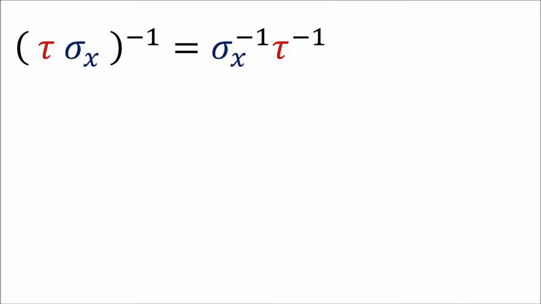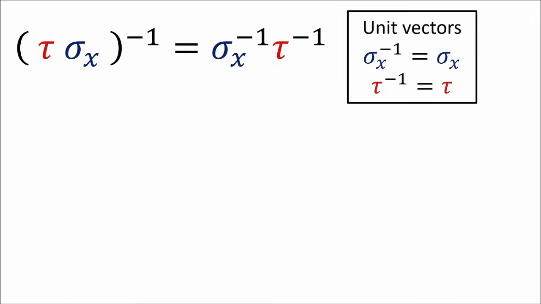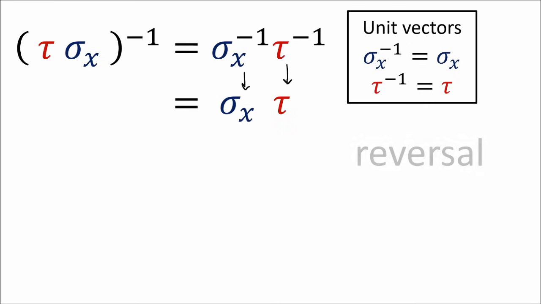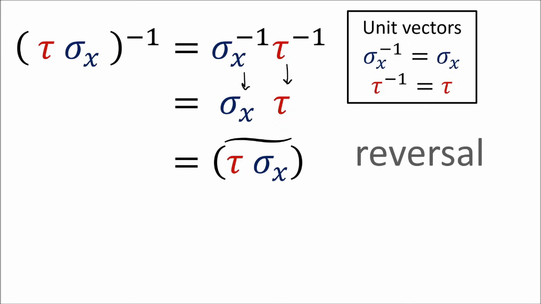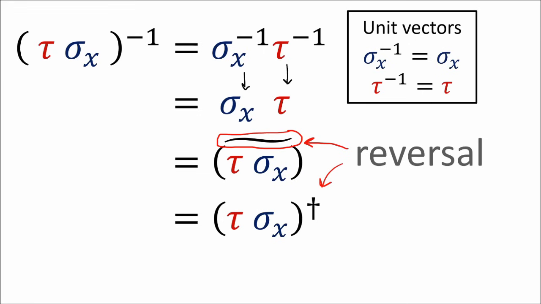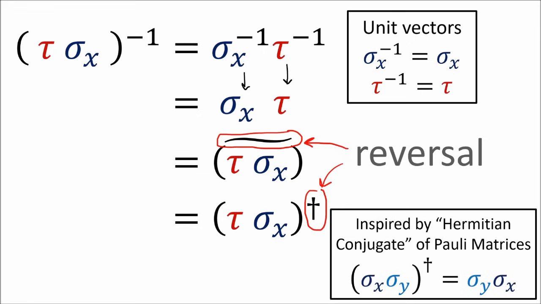In the special case where the versor is made up of unit vectors, we can replace the inverse operation with a reversal operation, which is often written as a tilde or a dagger, the dagger taking inspiration from the Hermitian conjugate, which is known to reverse the order of Pauli matrices.